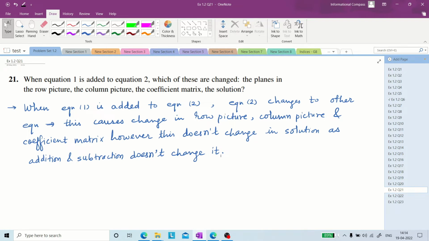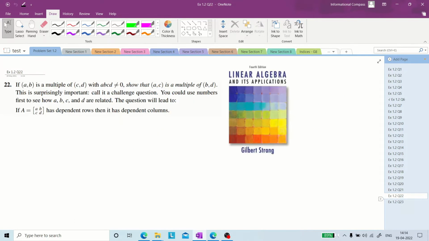Moving on to the next question. Question number 22. I'll read the question. If AB is a multiple of CD, where ABCD is not equal to 0, show that AC is a multiple of BD. This is surprisingly important. Call it a challenge question.